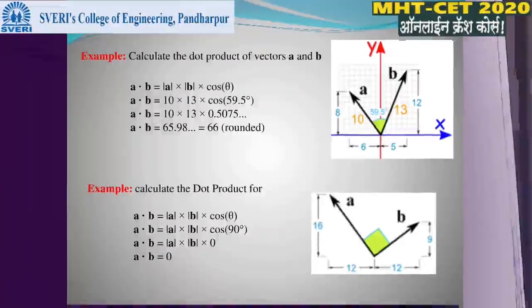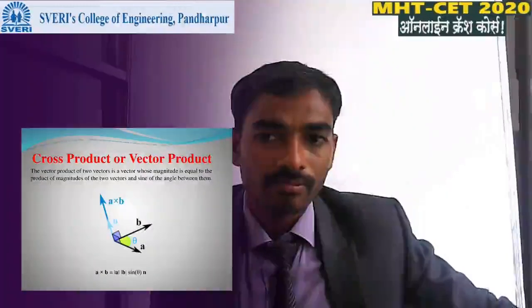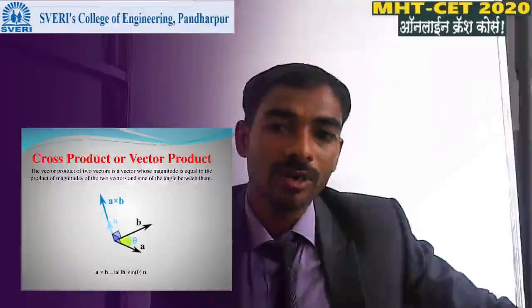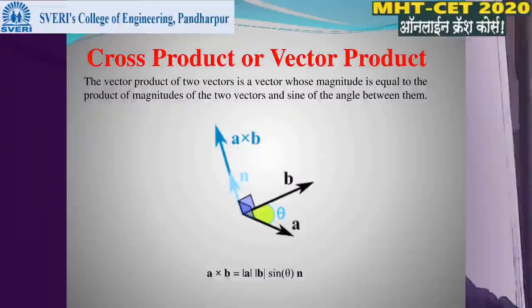Okay, we go to the second type, that is the vector product or the cross product. We can also call the vector product the cross product. The vector product of two vectors is a vector whose magnitude is equal to the product of the magnitudes of the two vectors and the sine of the angle between them. In the last case there is the cos theta. In case of vector product or cross product, we use the sin theta.